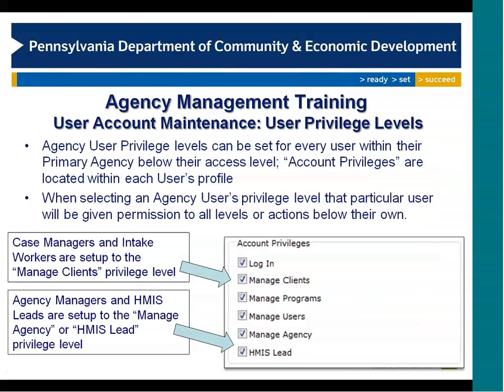Now, with the privilege levels, each user has their own account privileges that allow a user to perform specific actions within the system. It's a building process. If someone has manage programs, that means they also have login and manage clients. It builds upon each other. There are six main privilege levels in the system. Most everybody in the system is probably only going to be privy to five of those. HMIS Lead is a very special one that only a few people have.